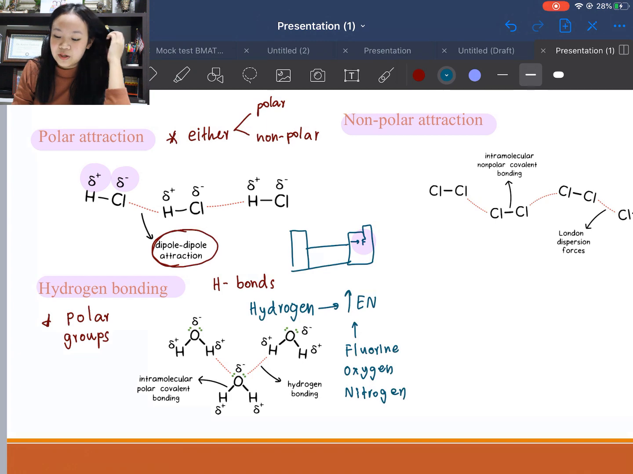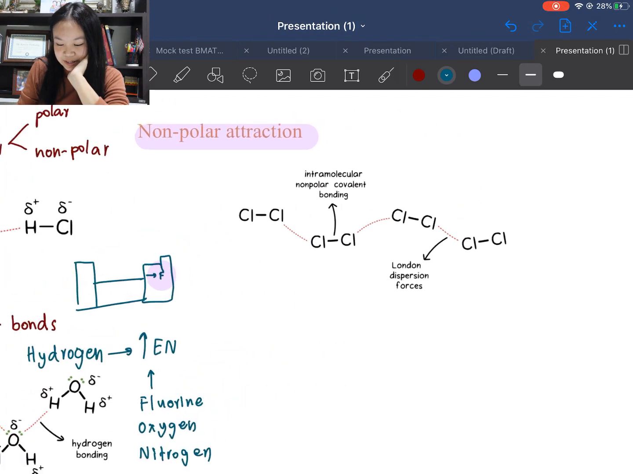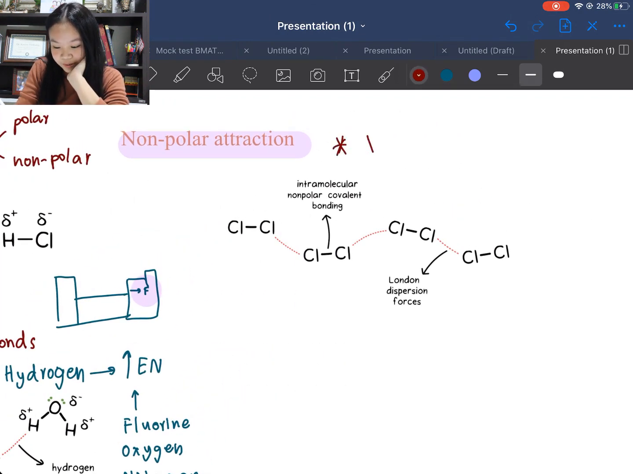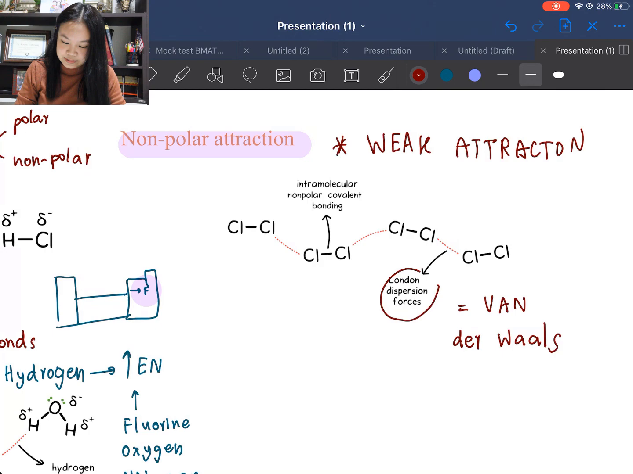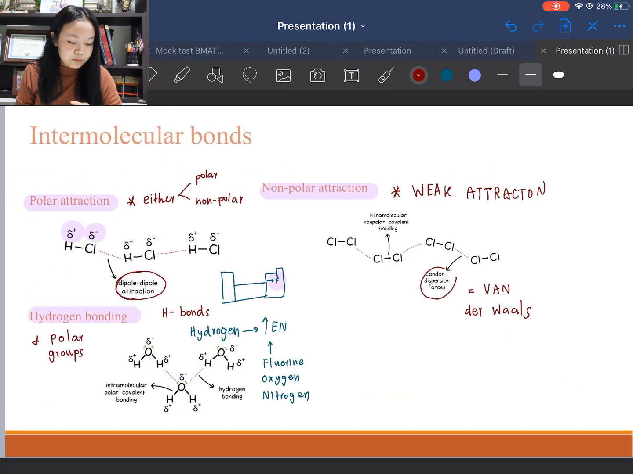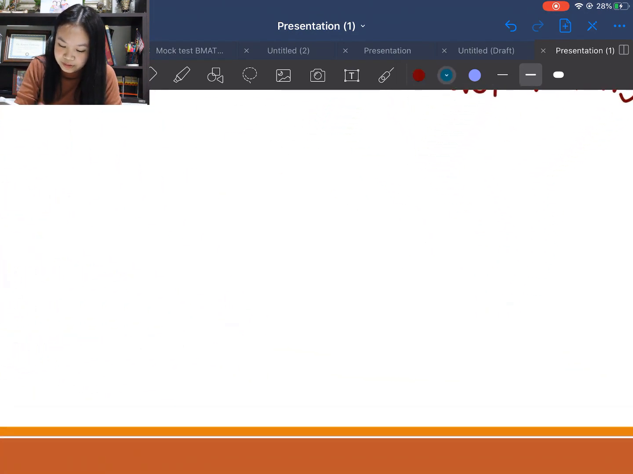Now let's go to our nonpolar attraction. Nonpolar attraction is an attraction between a nonpolar and a nonpolar. So it is actually a really weak attraction. In other words, we call this attraction van der Waals or London dispersion force, which is the same thing as van der Waals. Yes, so that's all. Now we're going to have a little look at our cutie note.